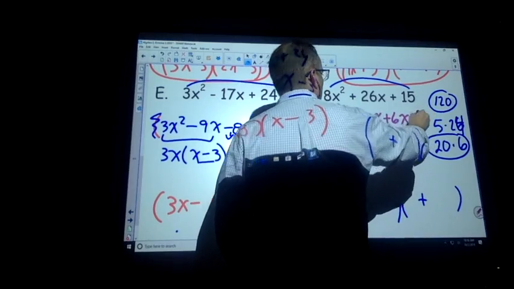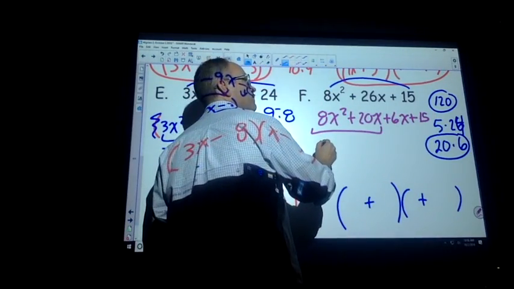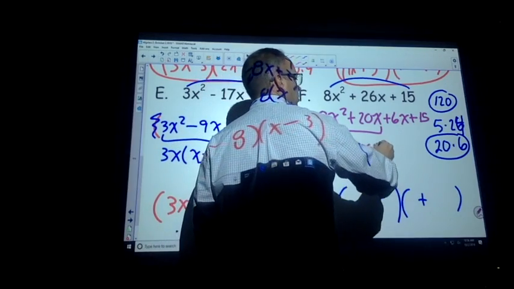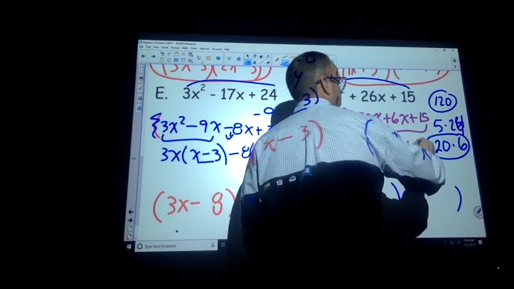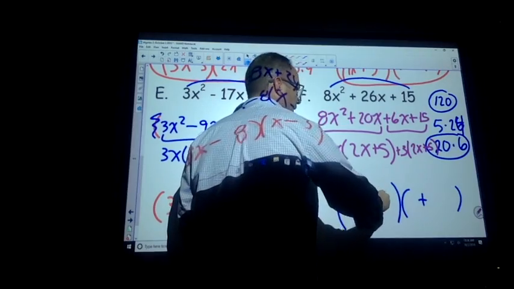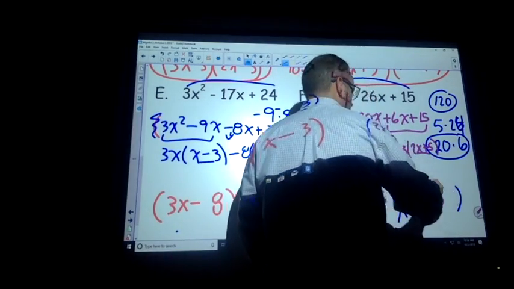All right, so we got that. Agree? What do I factor out here? 4x. 2x plus 5. Then I can factor out a positive 3. 2x plus 5. And so I get 2x plus 5 as one of my factors because I had that twice, and then 4x plus 3 is the other one. Done.